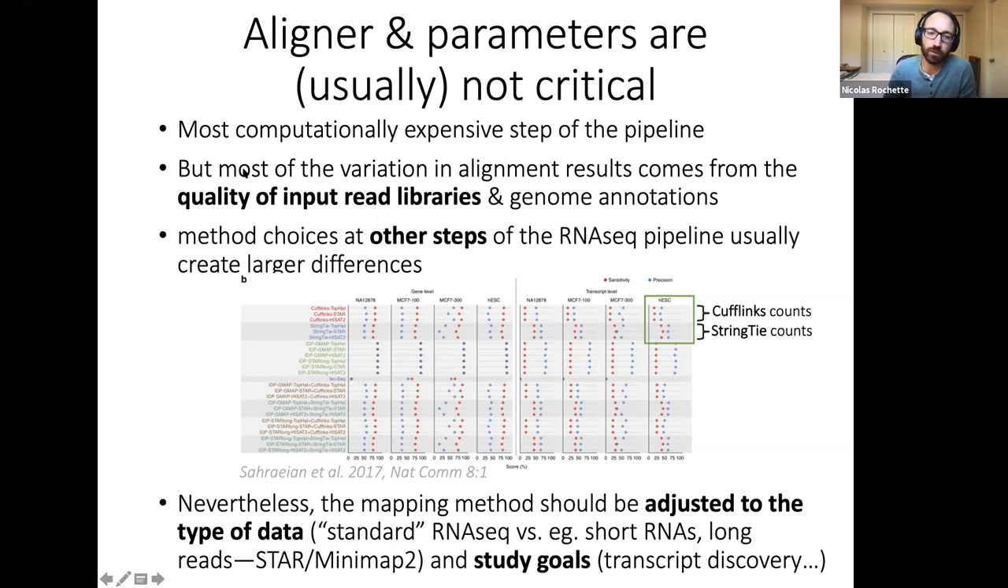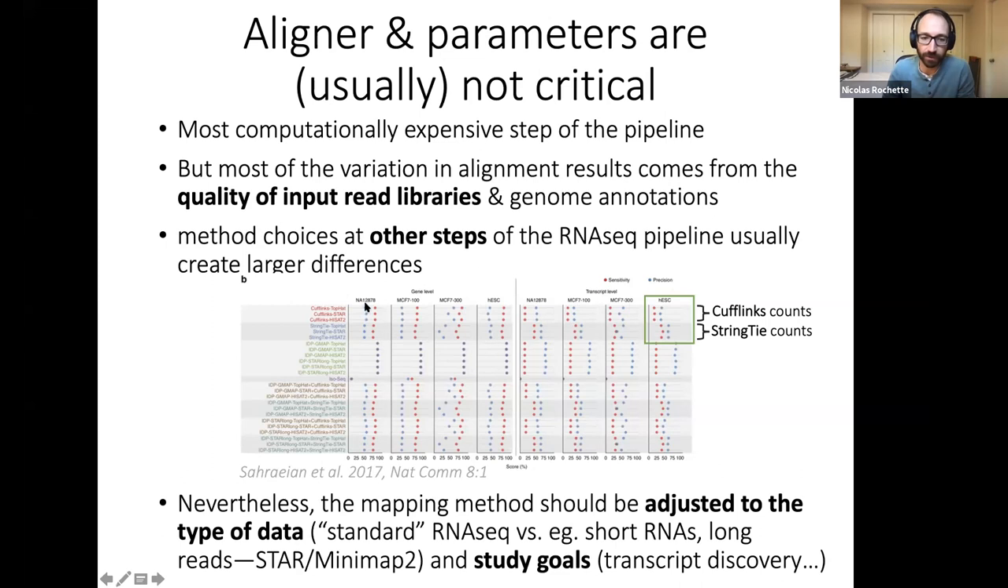And so instead, most of the variation you may see from one experiment to another, or the different sources of variation in your experiment, is going to be the quality of the input libraries. So just like how good the RNA was. And then there are a number of other steps that can introduce a lot more noise in the counts. And so this is from this review of different software, from this benchmark of different software.